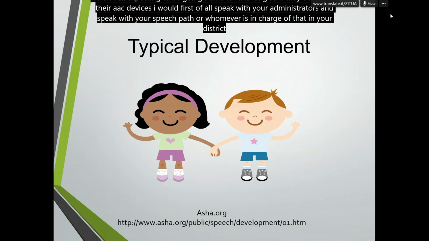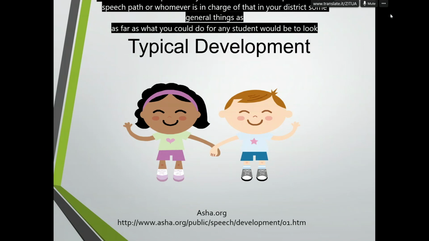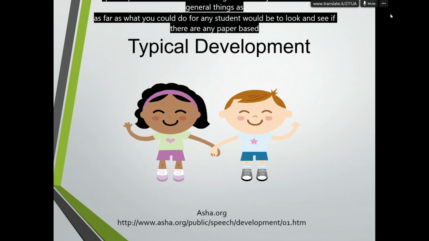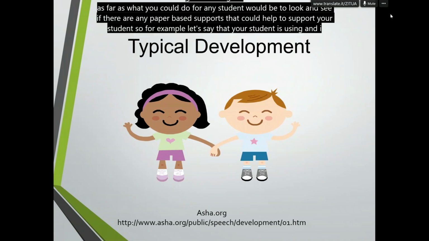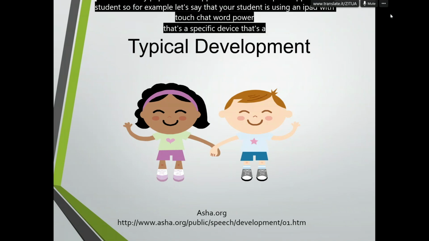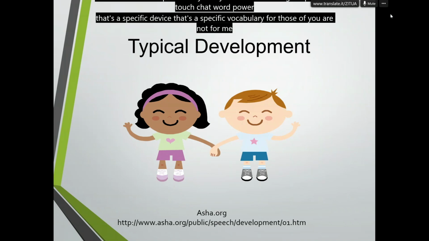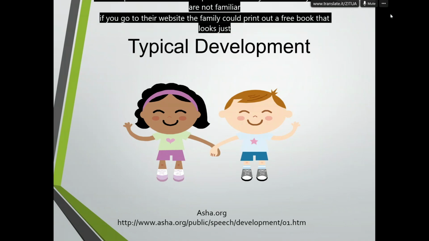Some general things you could do for any student would be to look and see if there are any paper-based supports that could help to support your student. So for example, let's say that your student is using an iPad with TouchChat WordPower. That's a specific device, that's a specific vocabulary, for those of you who are not familiar. If you go to their website, the family could print out a free book that looks just like it. And so I feel that low-tech support could be helpful for those students.